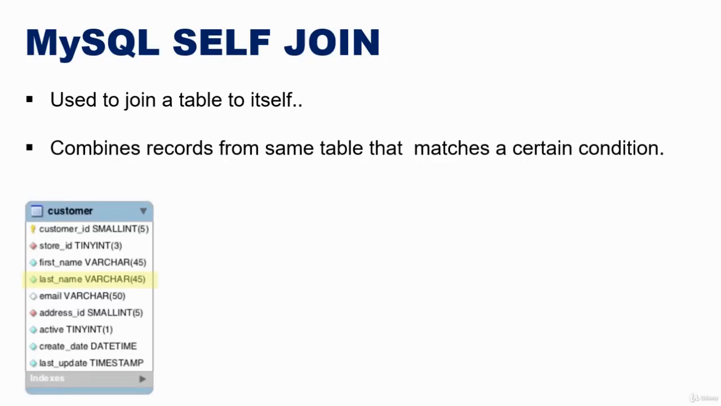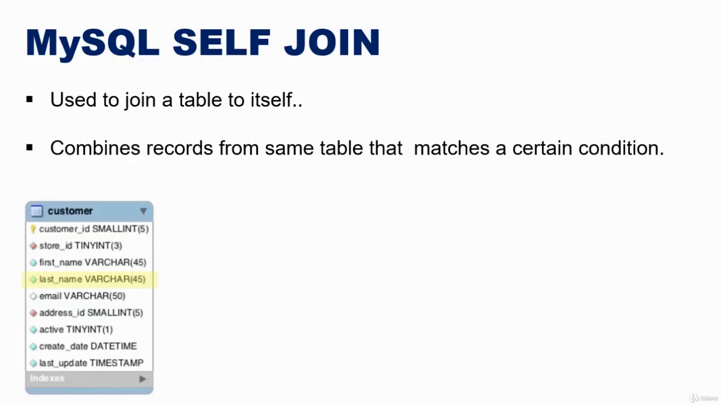So let's take a look at this illustration of this table called customer. So for example, we can join data from this table to itself. So we can, for example, join the last name and the first name from the same table.